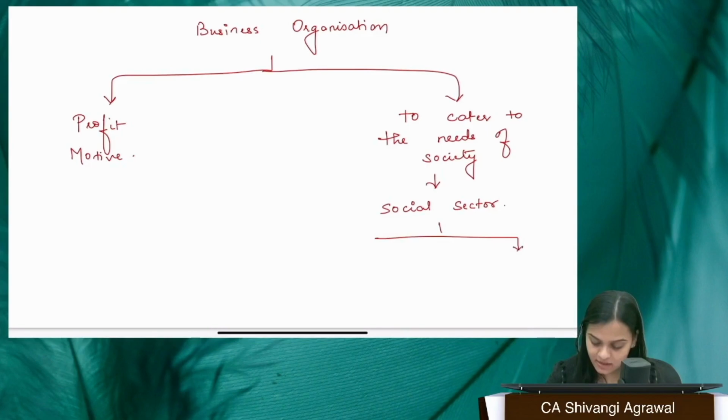So the social sector usually may generate profit. It may also not generate profit. It may also be the case that there is no profit in this particular social sector.